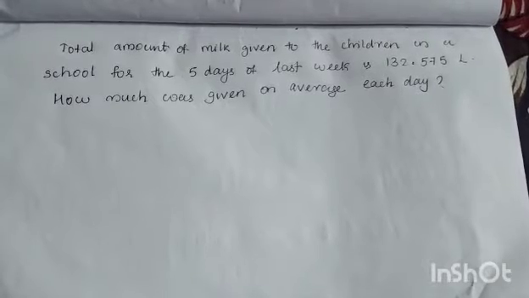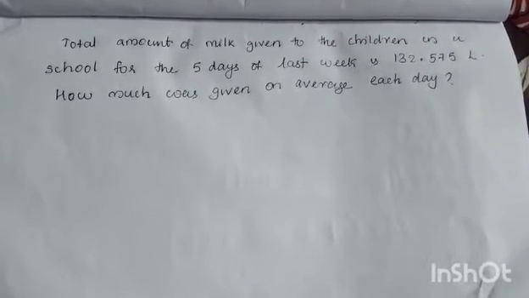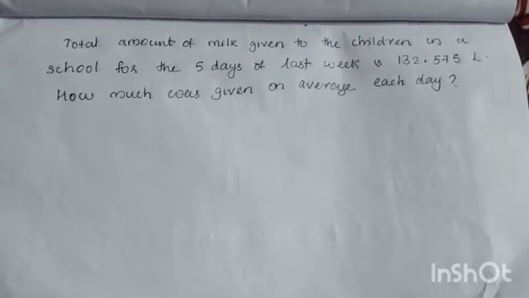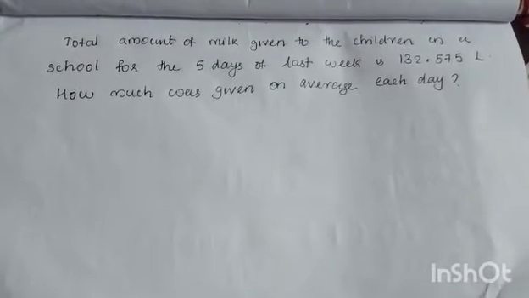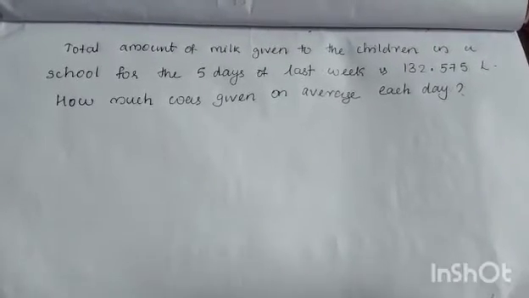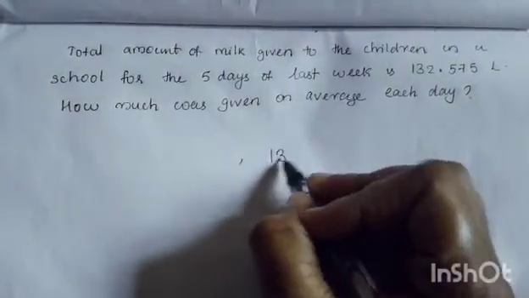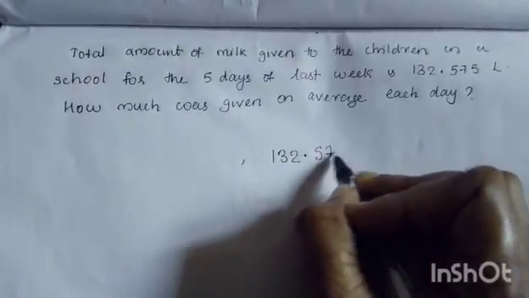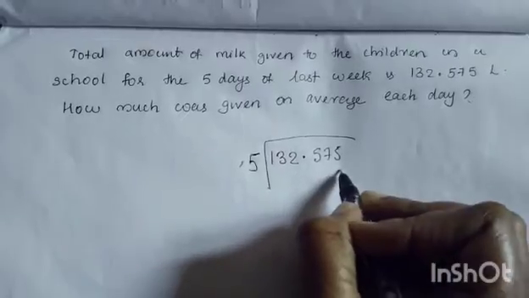The total amount of milk given to the children in a school for the 5 days of last week is 132.575 liters. How much was given on average each day? So we need to find out the amount for one day by dividing 132.575 by 5. This is a decimal number.